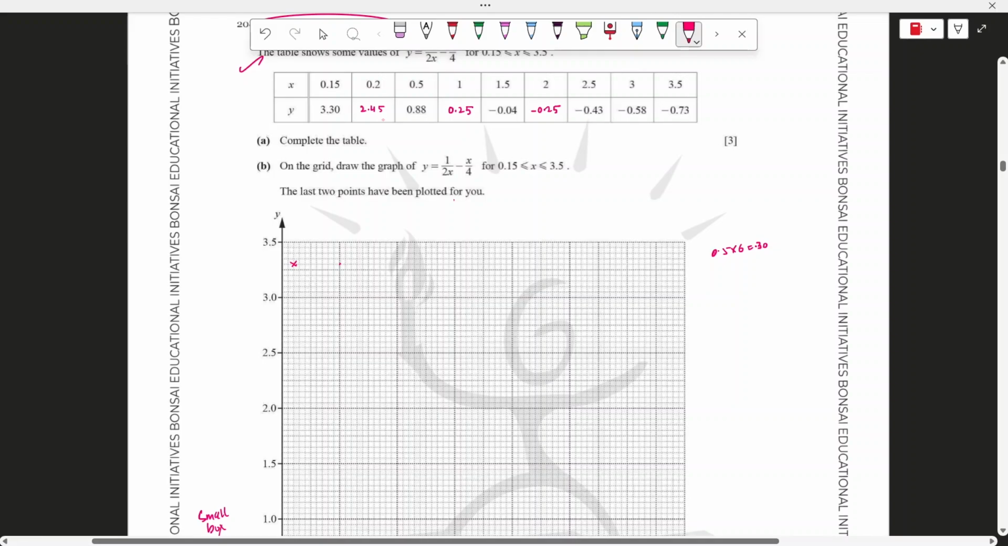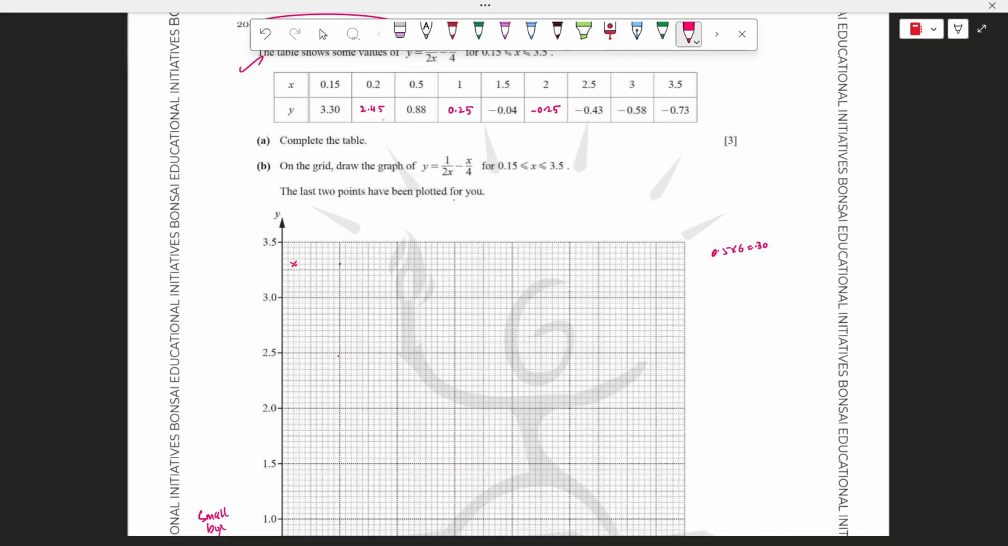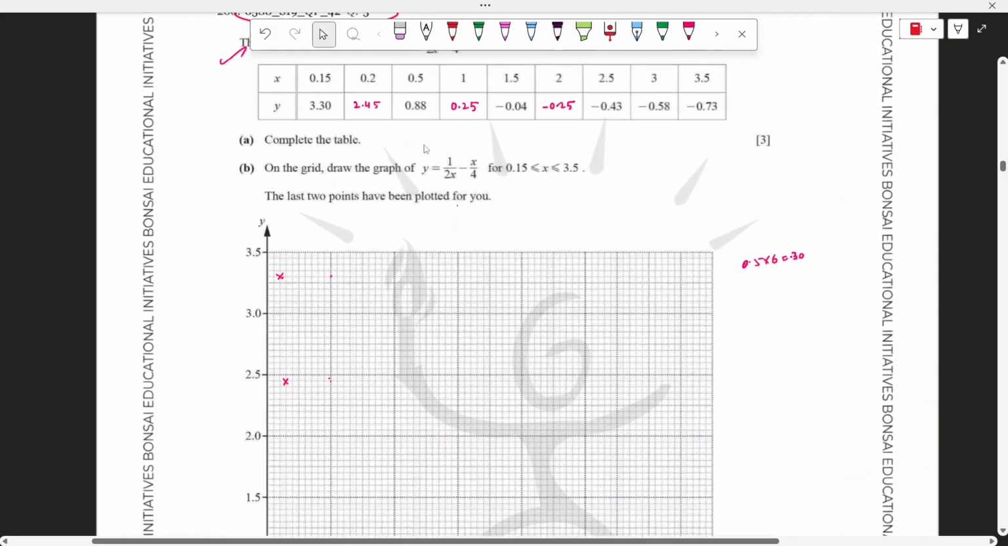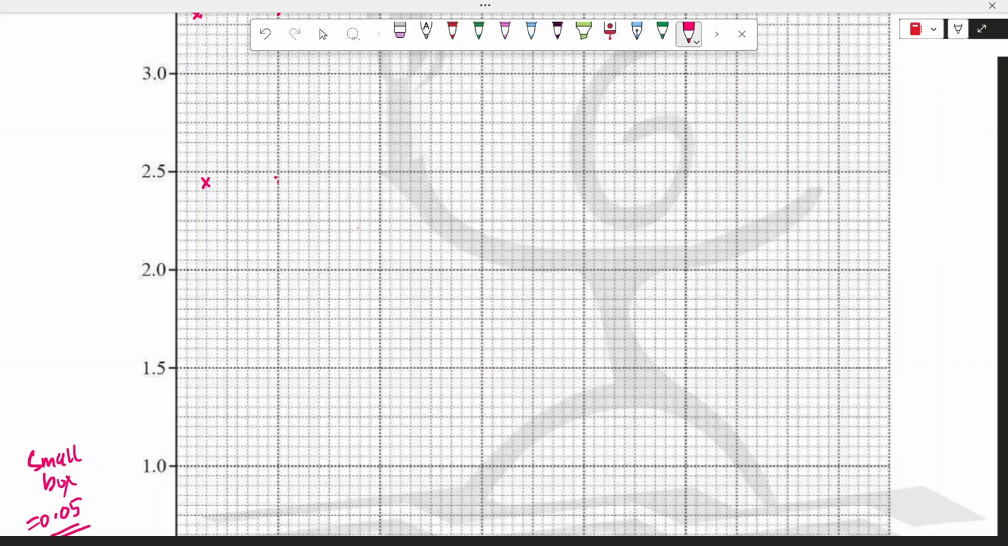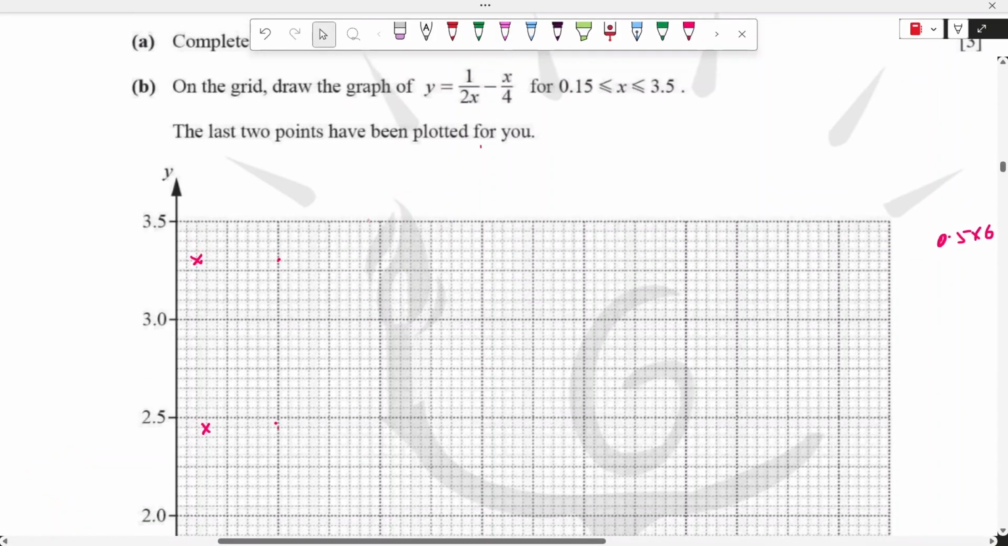This is 2.45. We have to go here, and fourth box, 3, 4. So we have to count 4 boxes. Okay, 1, 2, 3, 4. Okay, done. So this is also done.